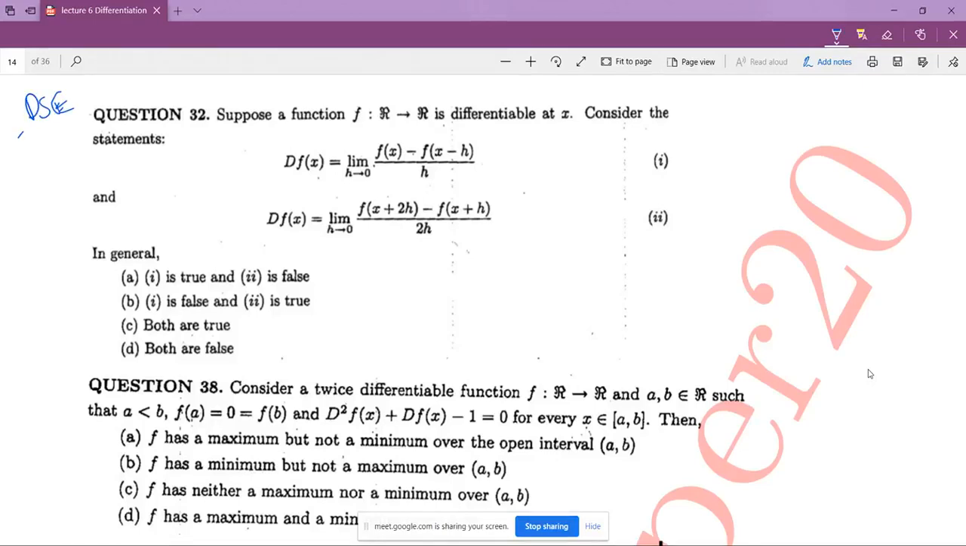सर 29th. तो इसमें मैंने एग्जाम्पल लेके करा था इसको. Okay, let's see how we can do this. Suppose a function f is differentiable at x. Consider d f of x is basically the definition of derivative, and d f of x is equal to, ठीक है, f of x plus 2h minus f of x plus h upon 2h.